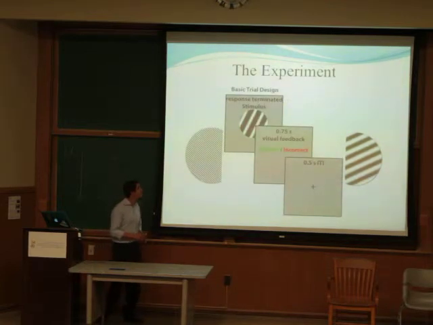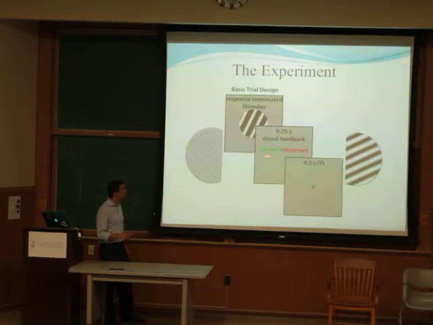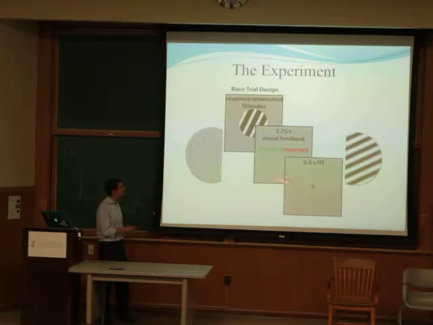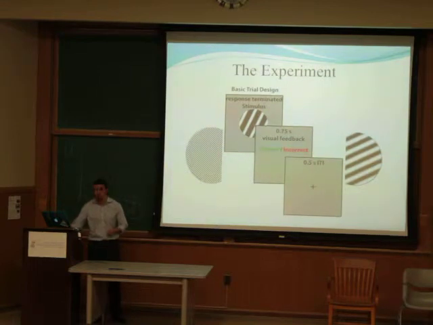So here's a basic trial design. You see a response-terminated stimulus, meaning you press A or B to make your decision. Then you get visual feedback. Then a fixation cross, which focuses your attention. And then this iterates hundreds of times in order to allow you to learn.